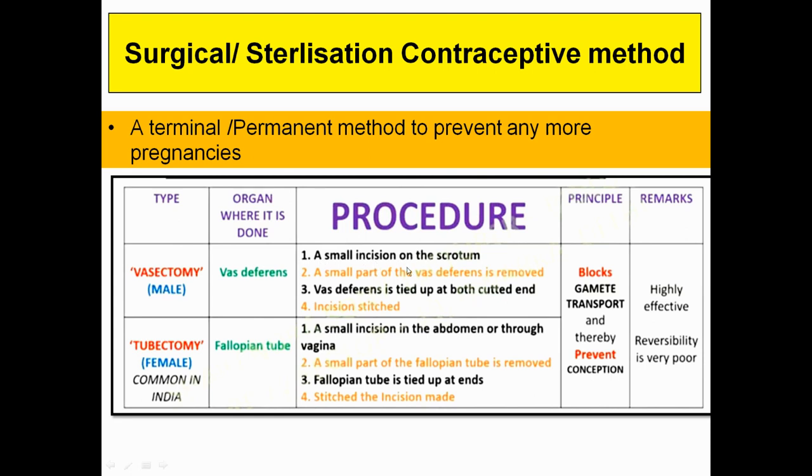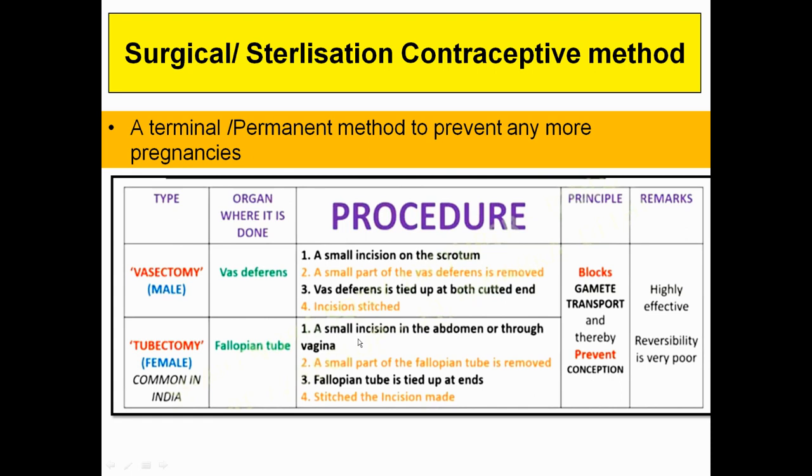A small incision is made on the scrotum, and a part of the vas deferens is going to be removed. The vas deferens is tied up at both cut ends, and next the incision is stitched. As I have told you, they need to be stitched up.